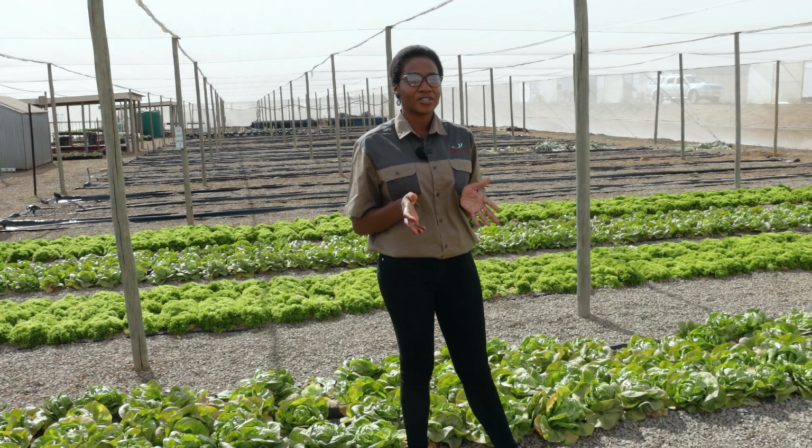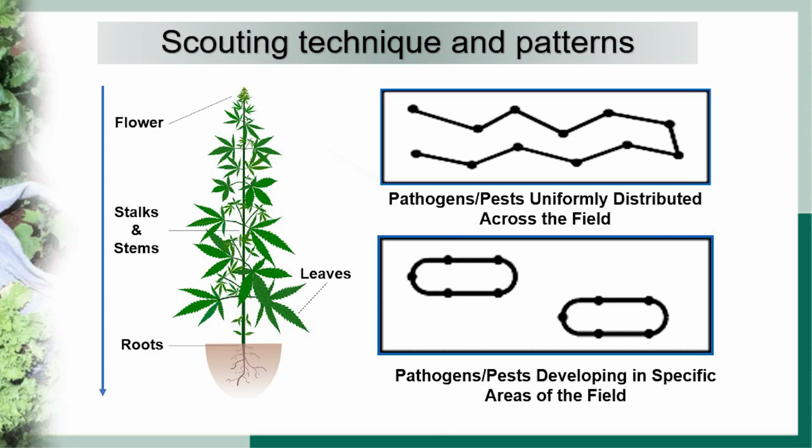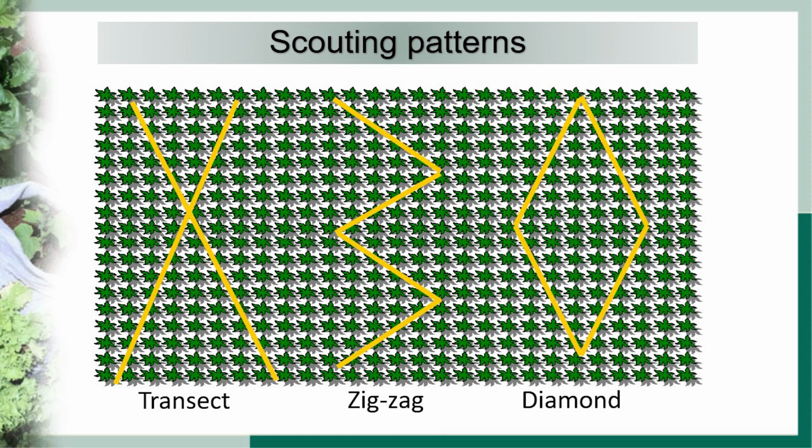So if you have a field, depending on the size of your field, there are different scouting patterns that you can use to be able to identify anything that looks out of the ordinary. You could use 3 different patterns. So we have a diamond shape. You would walk in your field basically in a diamond shape just to make sure that you are covering a certain area. Then you can switch it up the next time you go scouting.